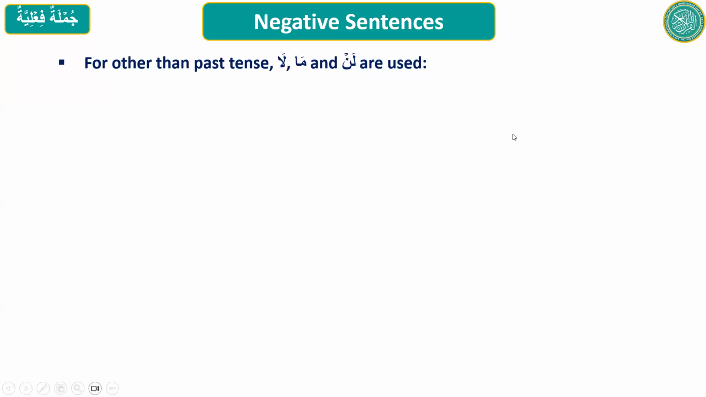So let's use la first of all. We are going to use the same sentence, but it is not past tense anymore. It is not zahaba rajulun ilal masjidi. It is yazhabu. Yazhabu rajulun ilal masjidi. So how will we translate this?